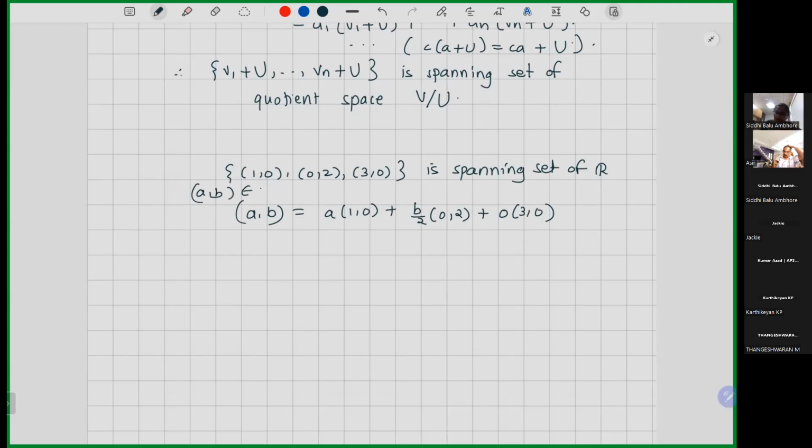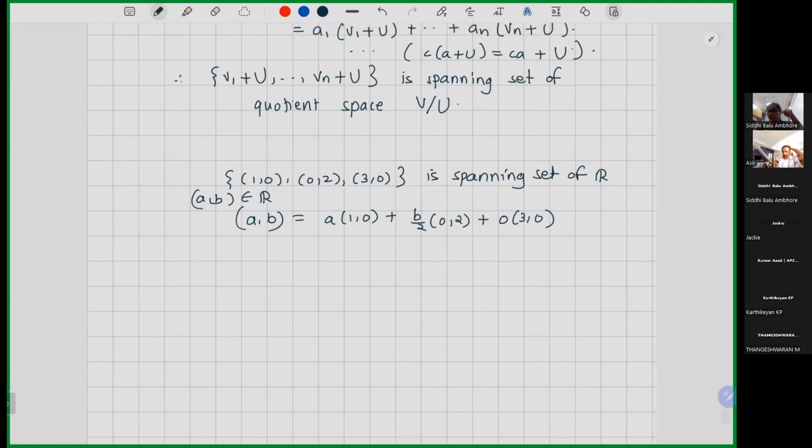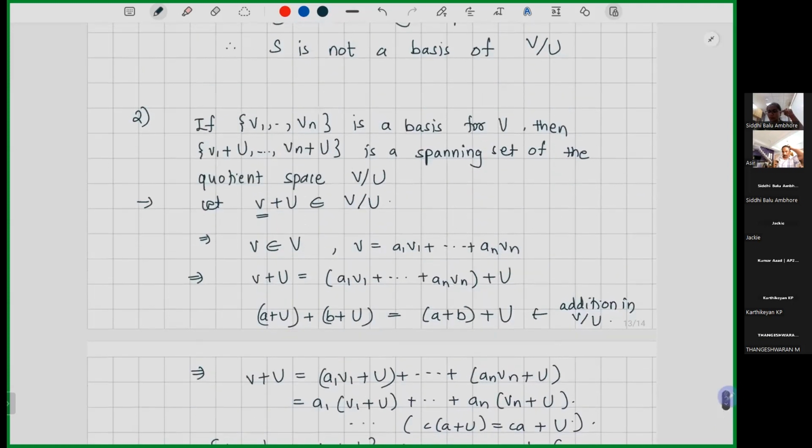If only (1,0) is there, then you cannot span R2, right? If suppose (1,0) alone is there, then it cannot span R2. That's what we proved earlier, that the dimension of V by U is less than n.